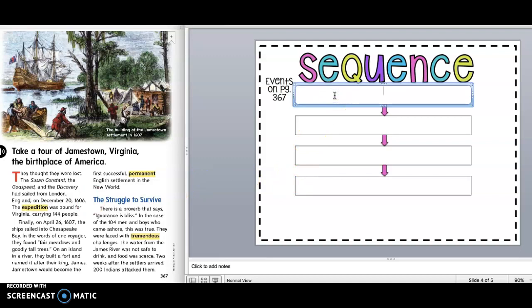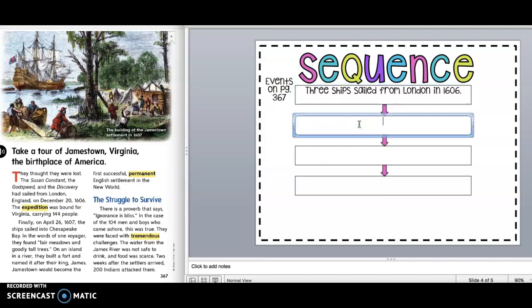So we'll go ahead and sequence these events in our own words. Remember, we don't want to copy the text exactly because we want to save ourselves some time, but we also want it to be our own work. So let's go with 3 ships sailed from London in 1606. So that will be our first event that has happened in the text so far in that section. Now remember, we're still looking for either dates or signal words to tell us what's happening.